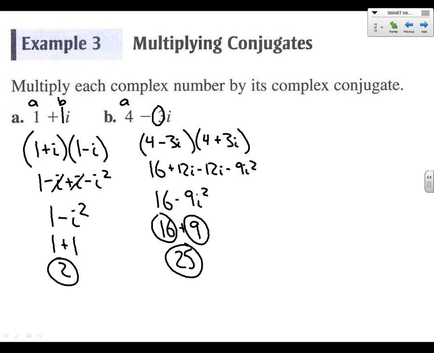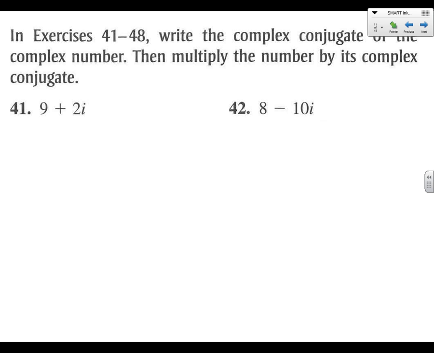Okay? Alright, see if you can try it on your own for 41. Take a minute, pause me, come back when you're ready to go. Alright, the complex conjugate here is 9 minus 2i. Using my shortcut, the answer to this is going to be 85, because 9 squared is 81 plus 2 squared, which is 4.